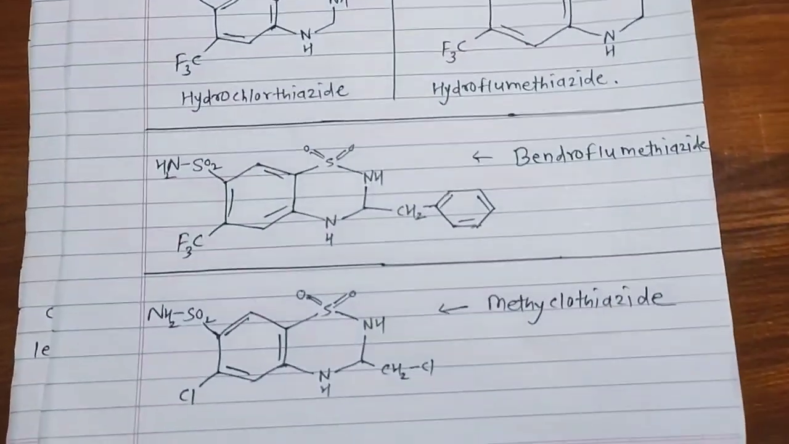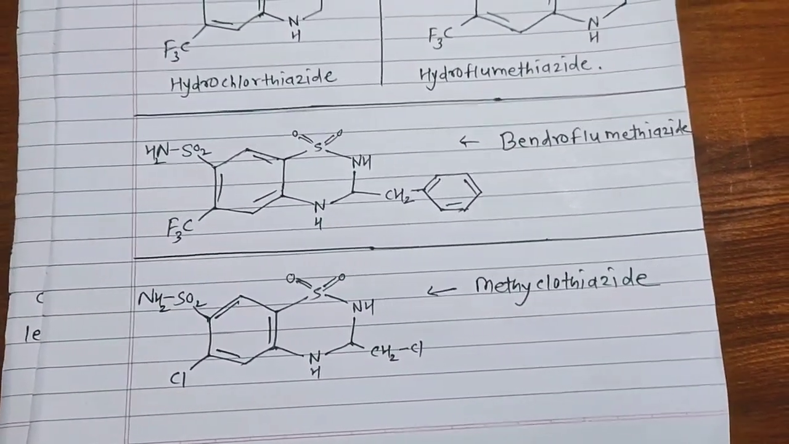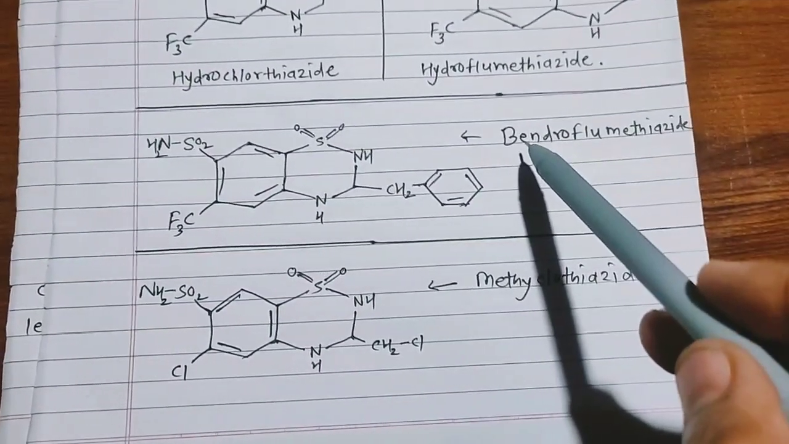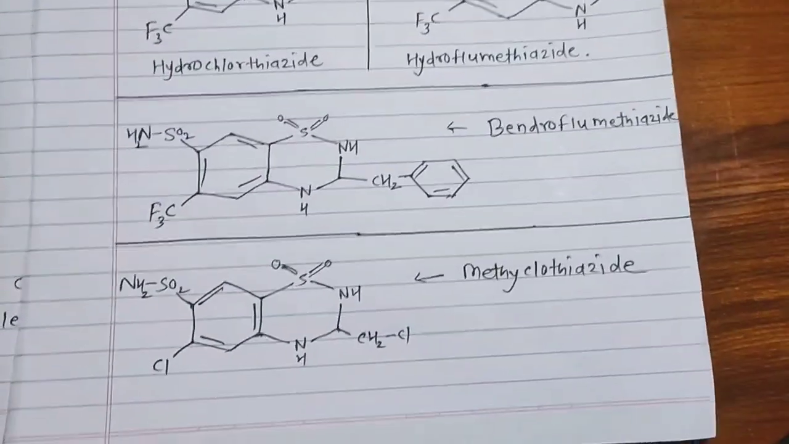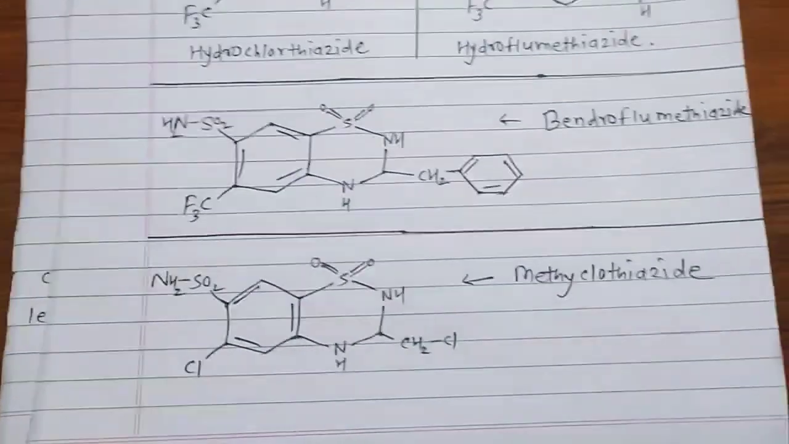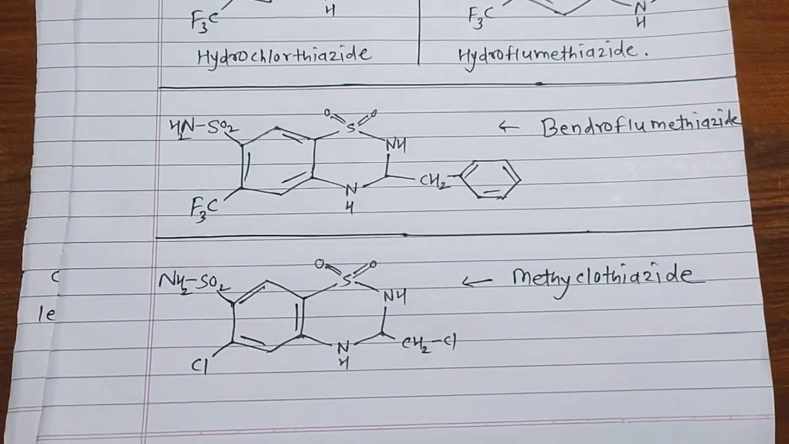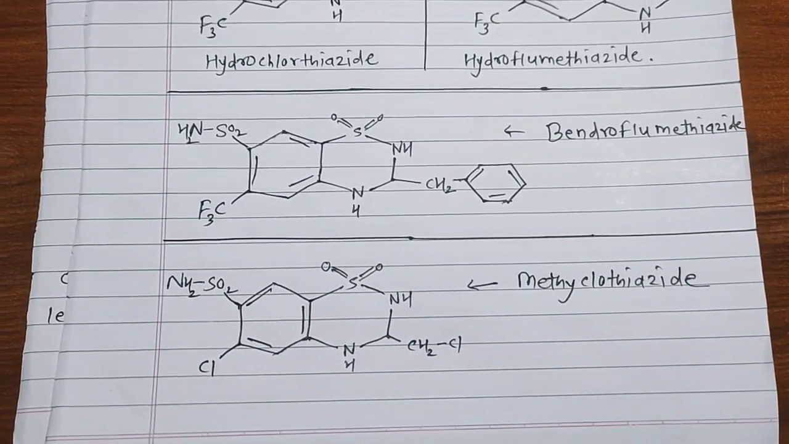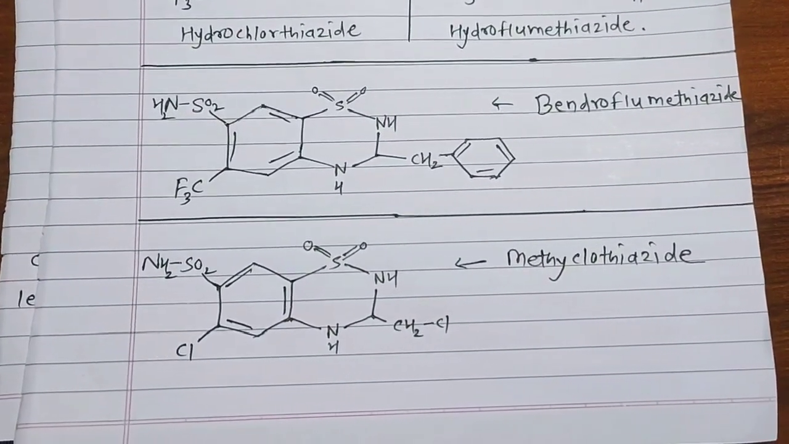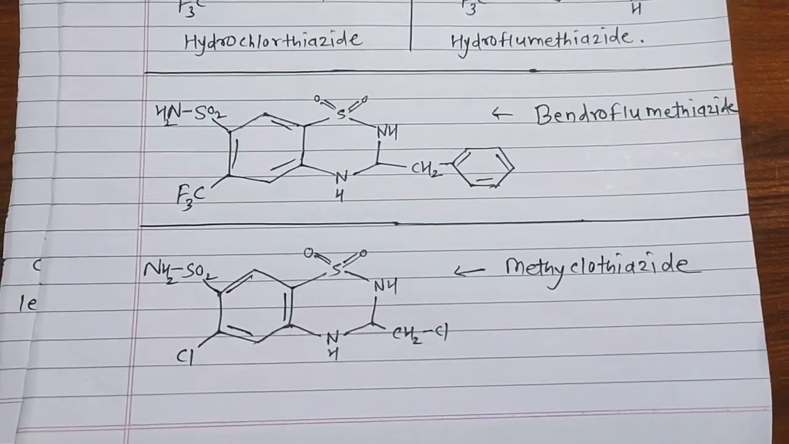Moving on to the next drug, which is bendroflumethiazide. In the case of bendroflumethiazide, again, its name indicates that there will be presence of benzene, and flume indicates the methyl trifluoride, which we could see on position number 6. The next drug we have is methiclothiazide. Again in methiclothiazide, there is presence of the methyl chloride at position number 3.